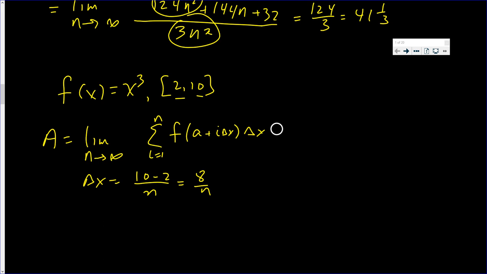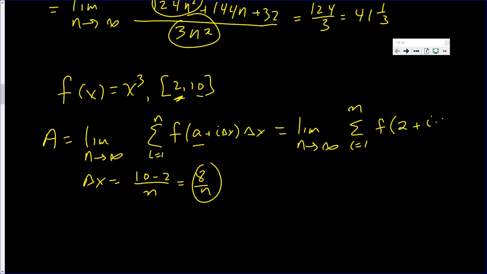So this formula becomes the limit as n goes to infinity of the summation as i goes from 1 to n of f of a. Well, a is 2, plus i times delta x, which is 8 over n, times delta x. So that's the formula. This is it right there. So let me copy that, move it down lower, and then we will solve for it.